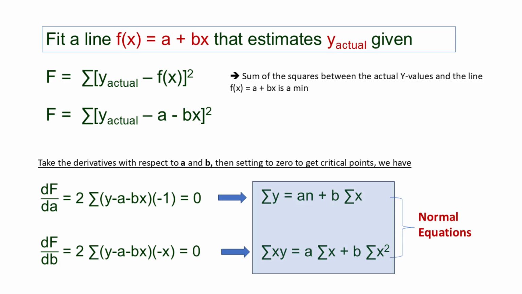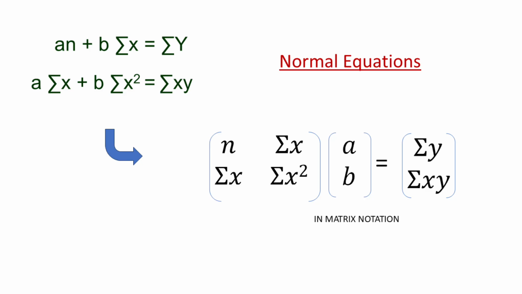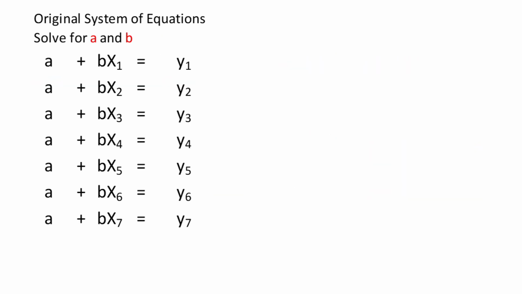Don't worry, we'll just park this idea over here, and for now we'll just call them the normal equations. We'll get back to this later. Writing the normal equations in matrix notation, from our knowledge of the previous lesson, we can rewrite this as the multiplication of two matrices equal to the matrix of summation y and then summation xy. All right, changing themes a bit, we'll get back to that later.